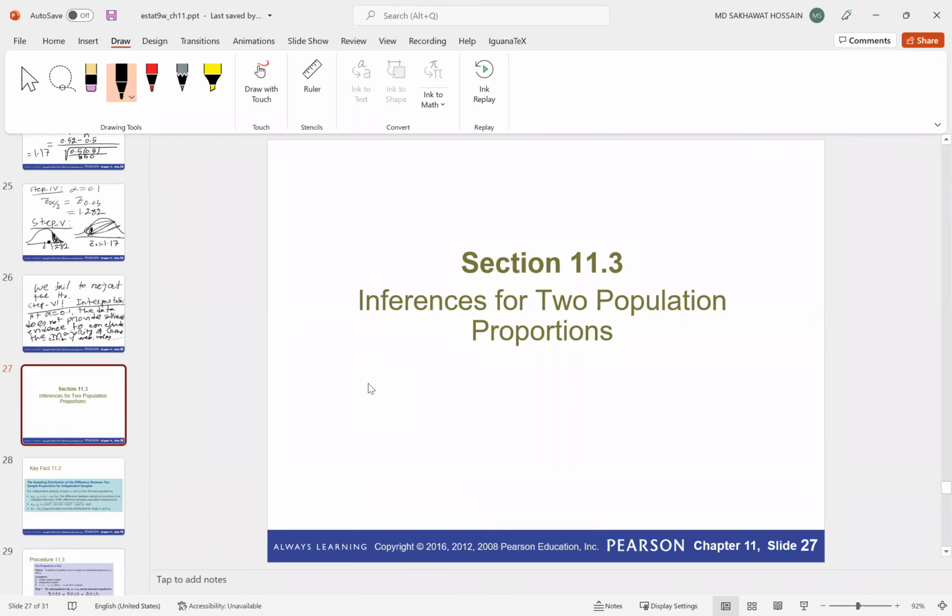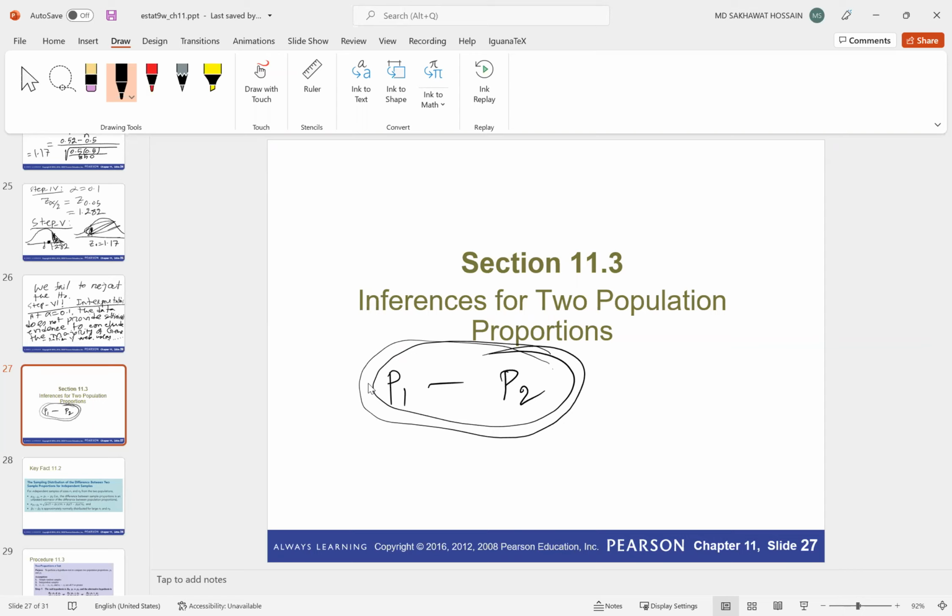So we are done with inference for one population proportion. For two population proportions, you will be comparing the proportion for population 1 and the proportion for population 2. Basically, we'll be constructing the confidence interval for this, and we'll also do a hypothesis test for this, similar to mu1 minus mu2, the mean difference of population 1 and population 2.